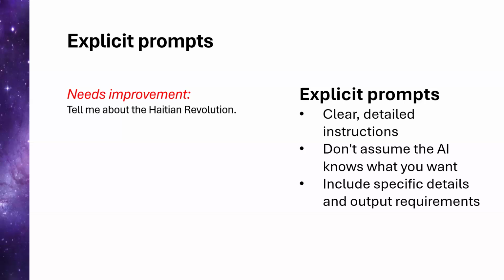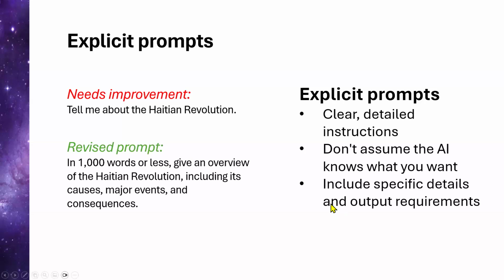So a better revised version of this prompt might read, in 1,000 words or less, give an overview of the Haitian Revolution, including its causes, major events, and consequences. Here, I'm being more explicit about the information we need. So in this case, I specified the causes, major events, and consequences. And I also give the AI a parameter to follow. So in this case, I want my response to be 1,000 words or less.